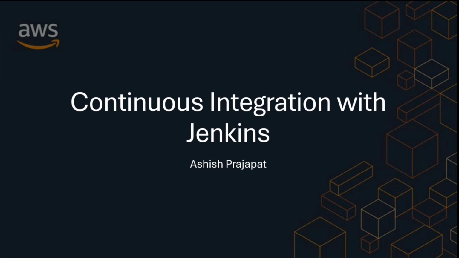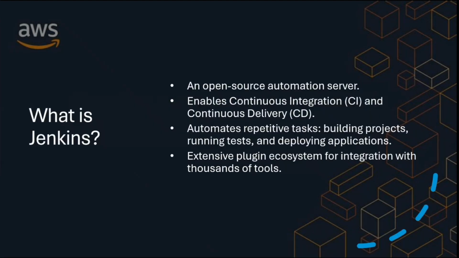Let's dive in. So the fundamental question is, what is Jenkins? Jenkins is an open source automation server. It's the central nervous system of a CI/CD pipeline, designed specifically to automate the entire software development process. Its primary job is to enable continuous integration and continuous delivery. It takes the repetitive manual work like compiling code, running tests, checking code quality, and deploying, and executes them automatically every time a developer commits a change.